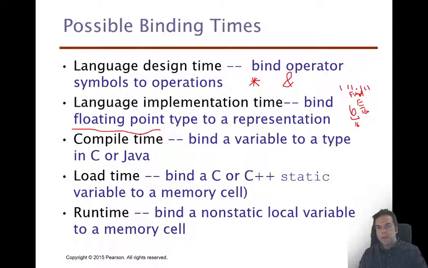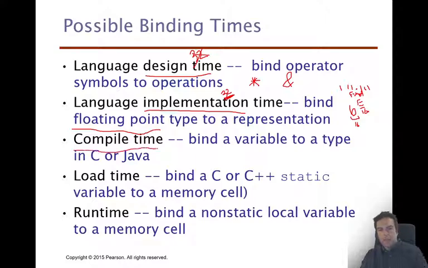You might not make the decision when you go to implement it, or at language design time, so it's up to you. You might decide that integers are always 32 bits, or you might decide that they're 64 bits or 16 bits. So different languages have different notions of that, and you can make the decision at different times.